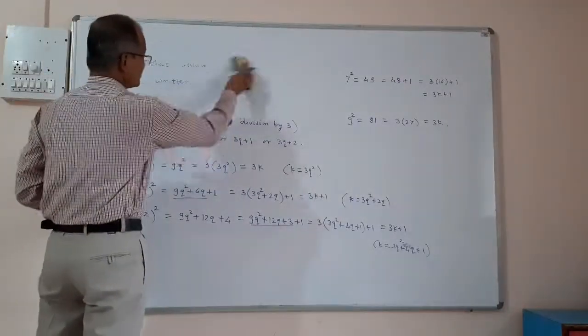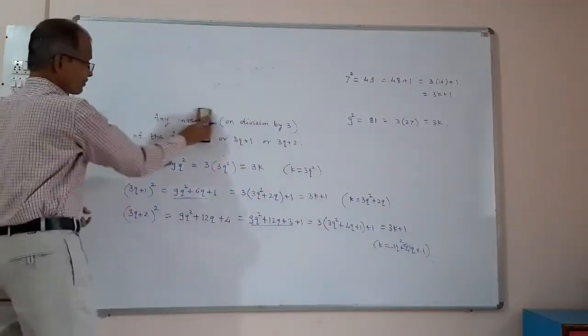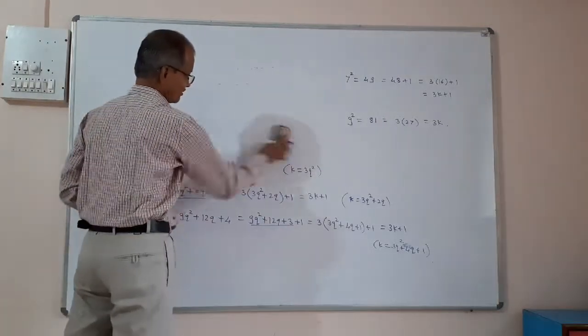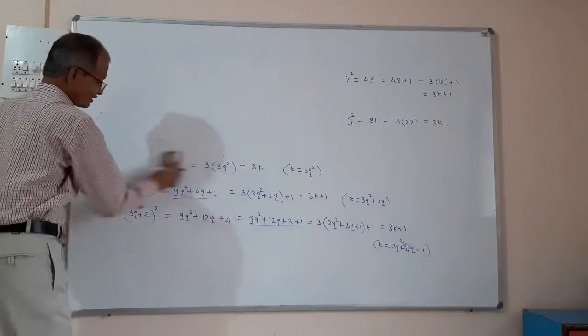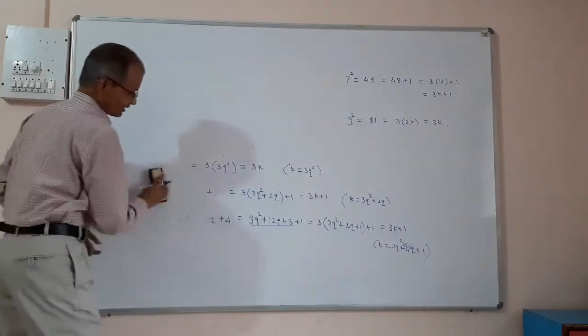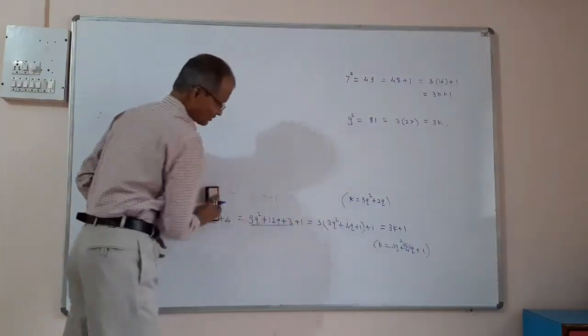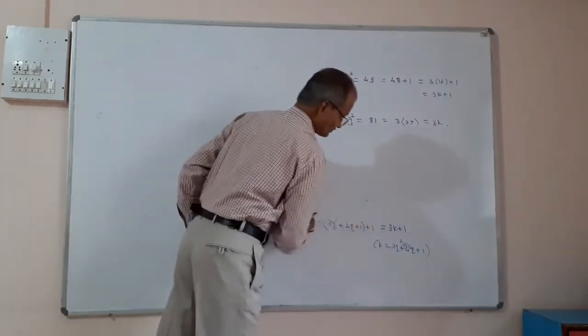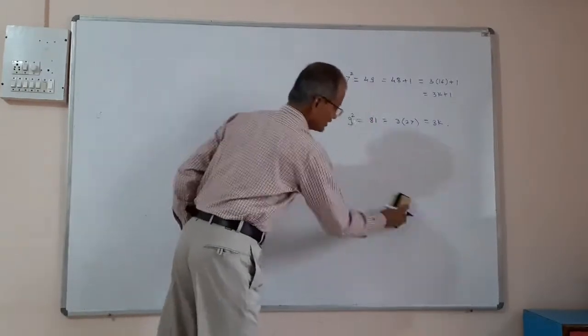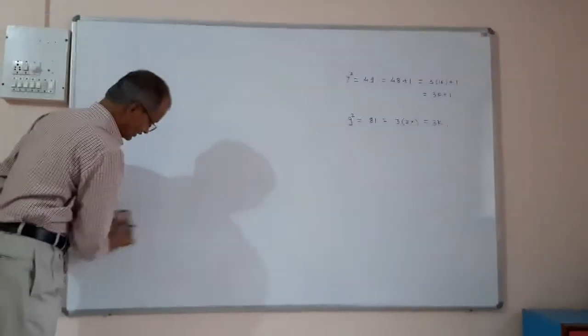Now you should see the solved problems in the book, that is on pages 18 and 19, and try to solve the remaining problems from the exercise. Now we shall go to the next part, that is greatest common divisor. So this also we have studied at high school level, greatest common divisor.